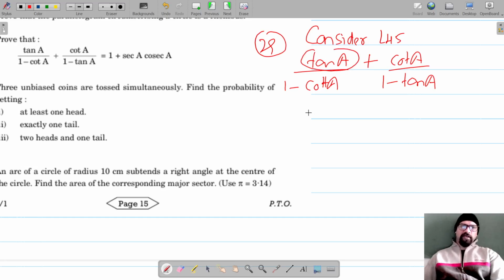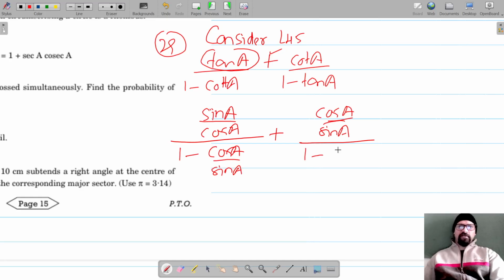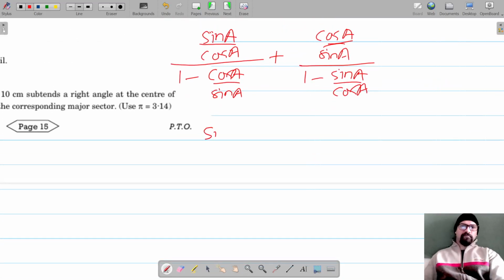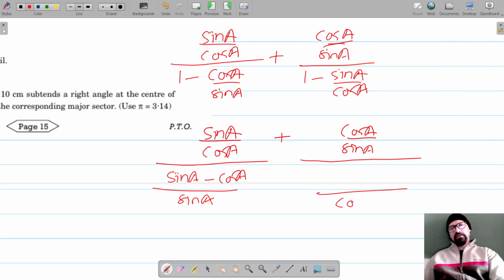So we know that tan A in terms of sine and cos is equal to sine A by cos A, and that is divided by 1 minus cot A, and cot A can be written as cos A by sine A. And then it's plus cot A, which is cos A by sine A, upon 1 minus tan A, where tan A is sine A by cos A. Okay, so this is now sine A by cos A upon sine A minus cos A if I take sine A as LCM, and this can be written as cos A by sine A upon, and let's take cos A as LCM, so this is cos A minus sine A.